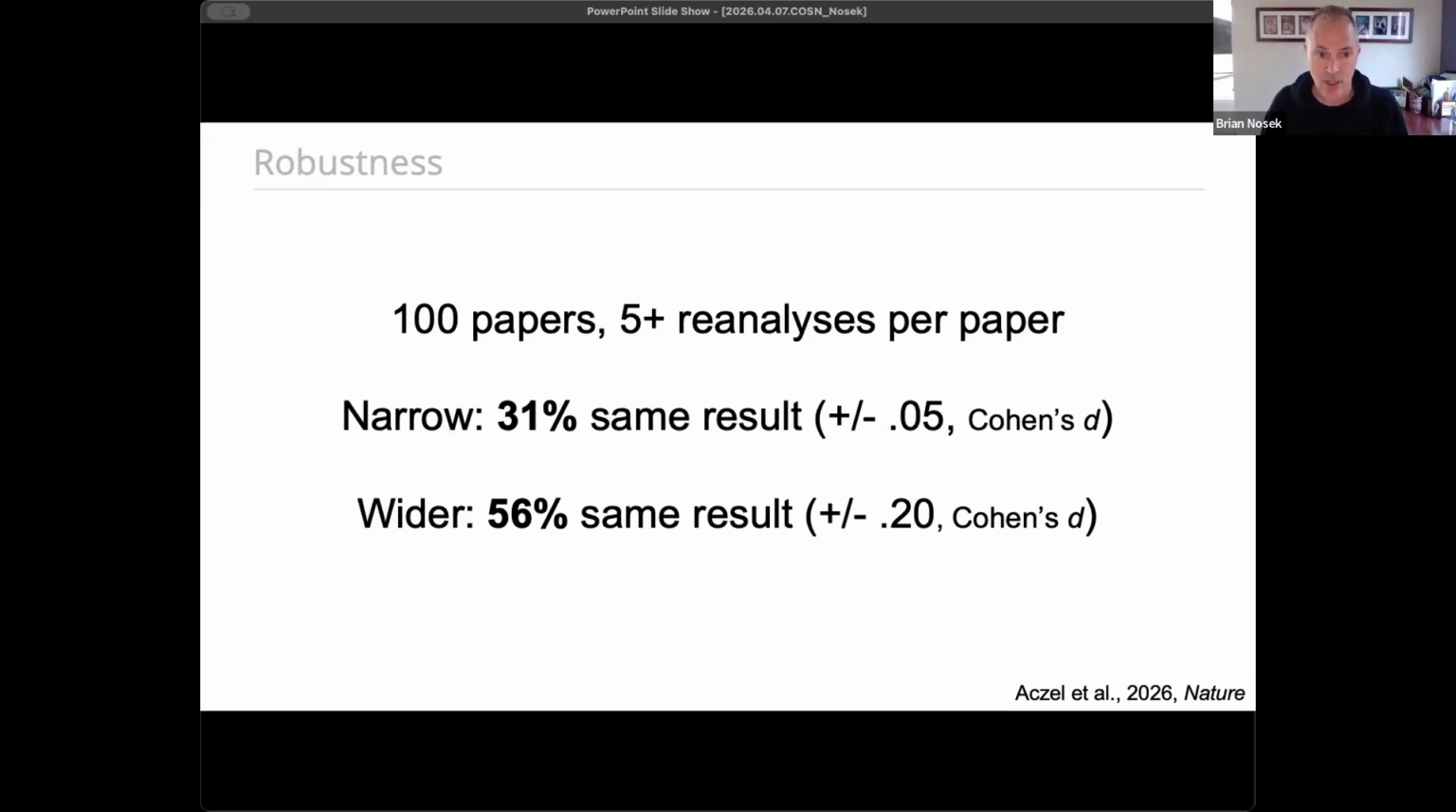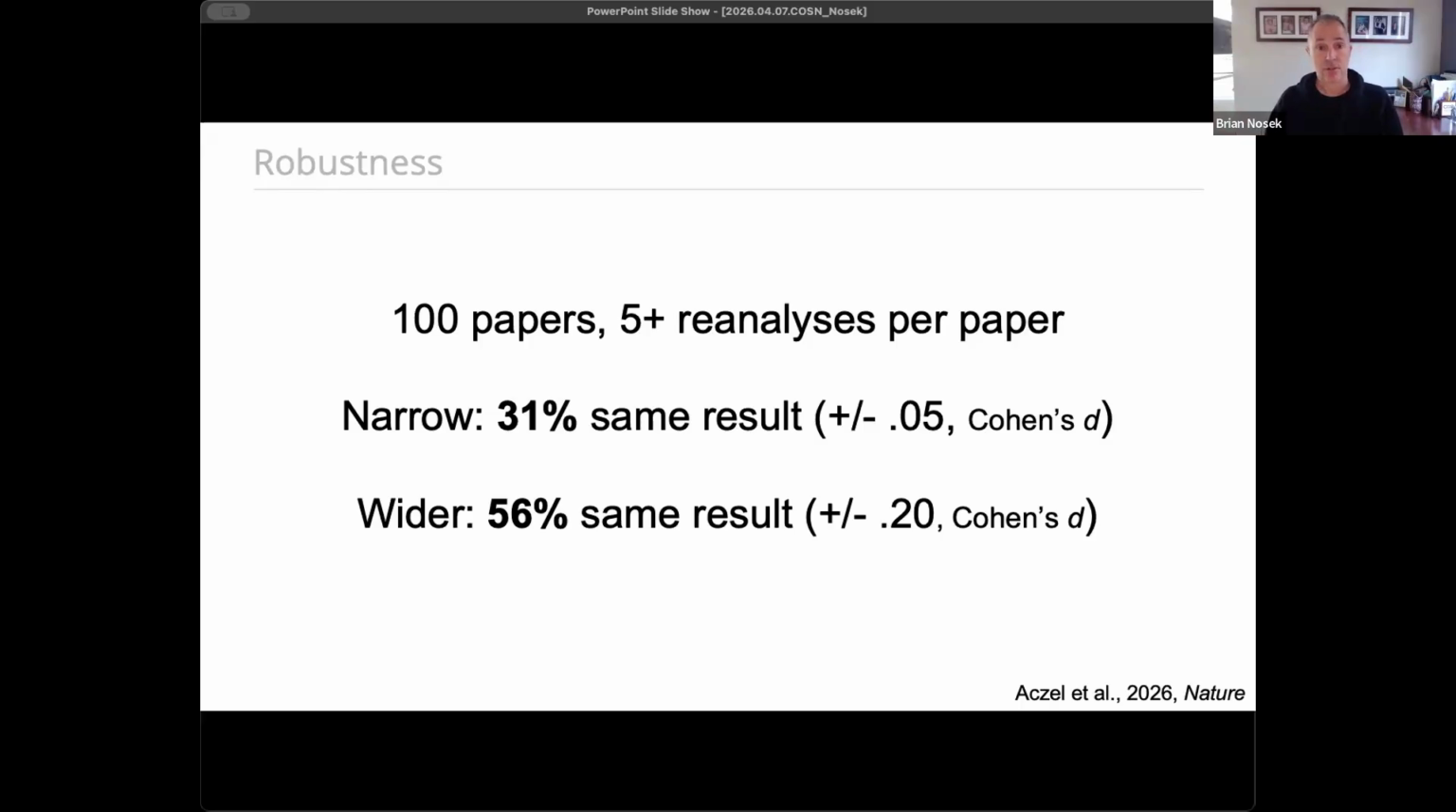With that narrow tolerance range, we observe the same result 31% of the time across these more than 500 attempts of assessing robustness. When we widen that to plus or minus 0.2 Cohen's d, so a range of 0.4, we see that we observe the same result about 56% of the time.